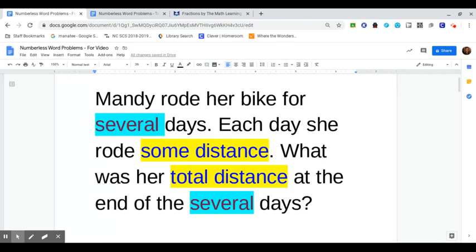So we're missing some information here. We're not actually going to solve this just yet, but I want you to think about the problem. It says Mandy rode her bike for several days. We don't know how many days she rode her bike, but we know she rode for several days. And each day she rode some distance. Again, we're missing the some distance that she rode. And we're going to be looking for the total distance at the end of several days. So I want you to think about right now, how would you solve this?